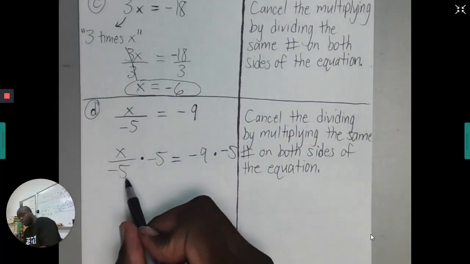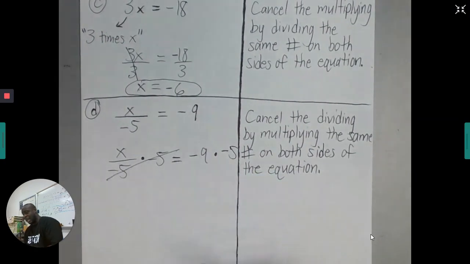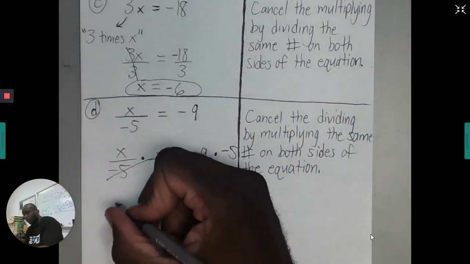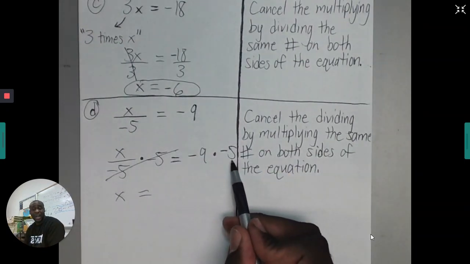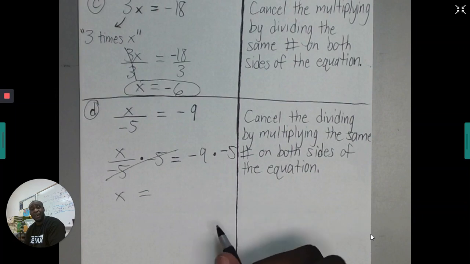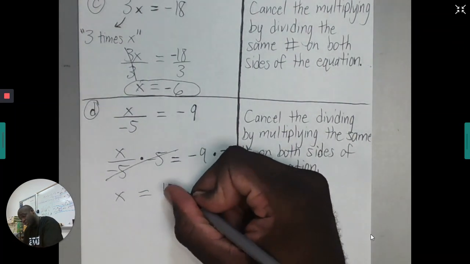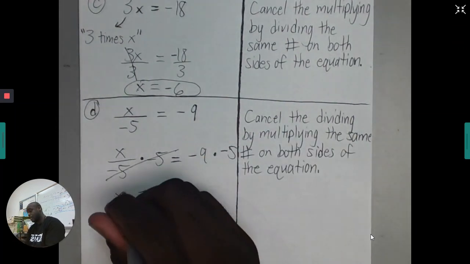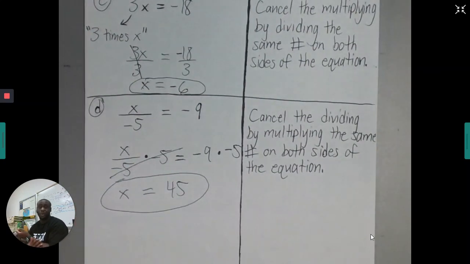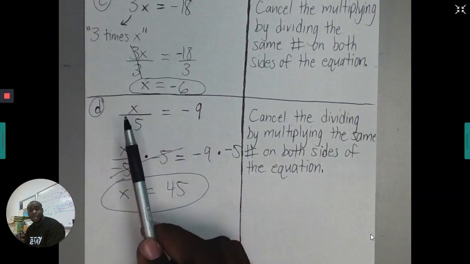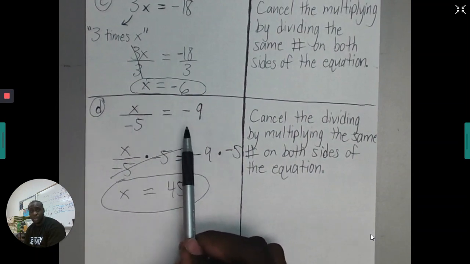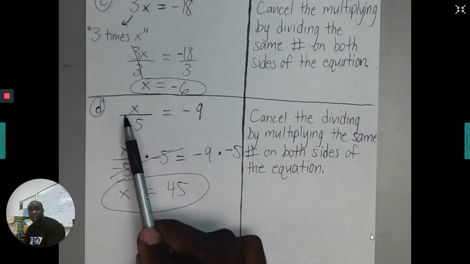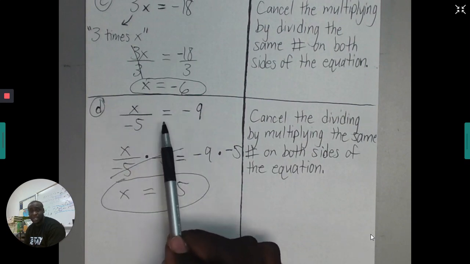Alright, so when we multiply by negative 5, that cancels out the dividing and the multiplying. We are left with x equals negative 9 times negative 5. Negative 9 times negative 5 is positive 45. So positive 45 is the only number that will work when we plug it into this equation. It's the only value of x that will make this equation true, because 45 divided by negative 5 is equal to negative 9.